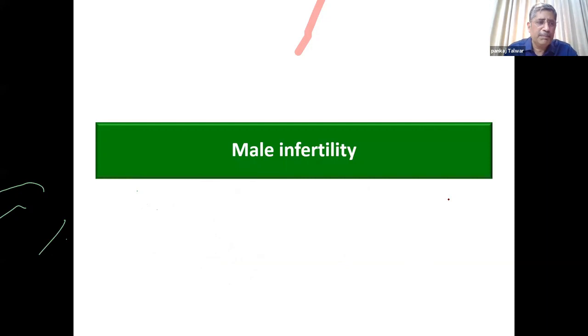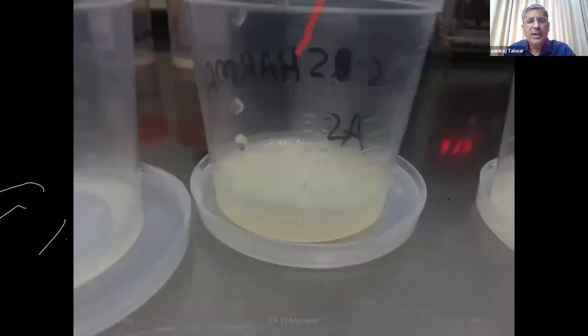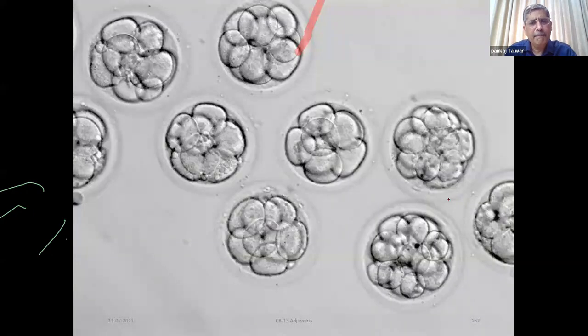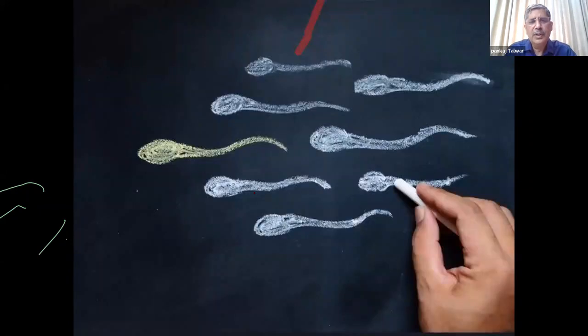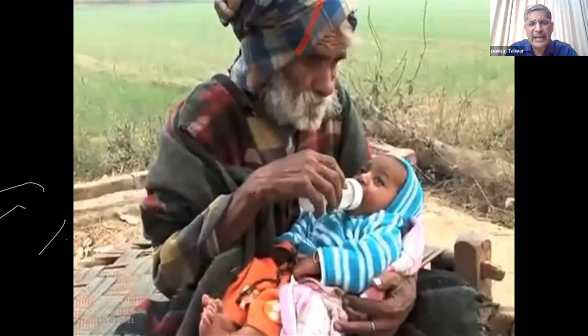Coming to male infertility. We never spoke about the male because the male could do no wrong. Males were always taken as people who never had problems. So looking at the male, everything was fine. The male comes into play when the embryo quality goes bad like this. Then we talk about the male, otherwise the male can never age. A male can have multiple wives.